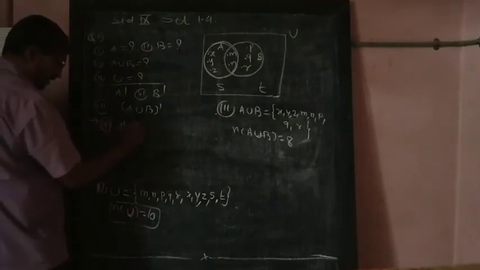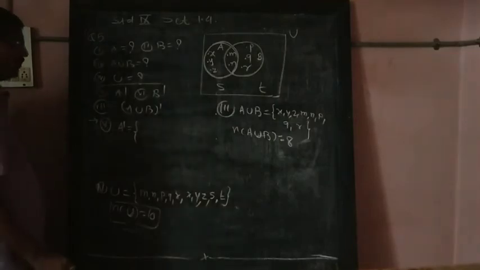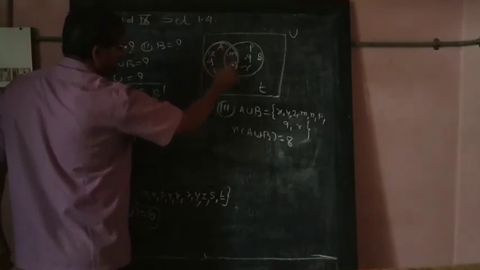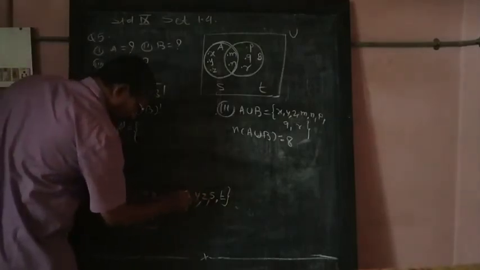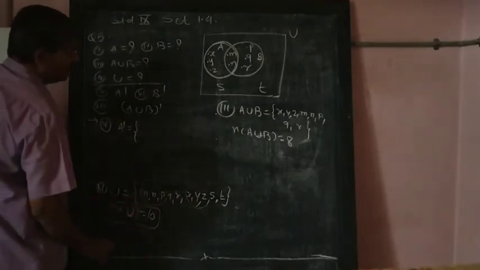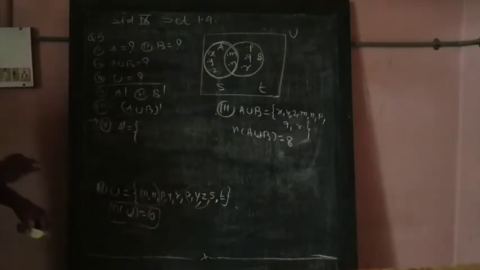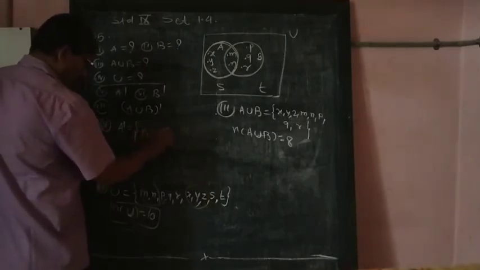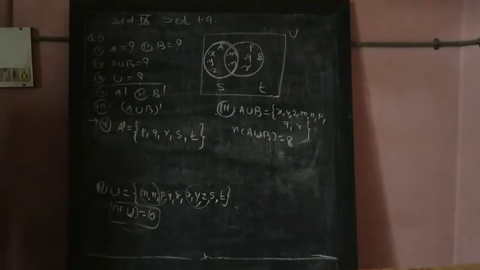You want the complement set. Just before that, we have to compare with set A. What is set A? A means X, Y, Z, M, N. This X, Y, Z, M, N should be cancelled, and those elements that remain will come in complement set A. So what will come? P, Q, R, S and T will come in complement set A.